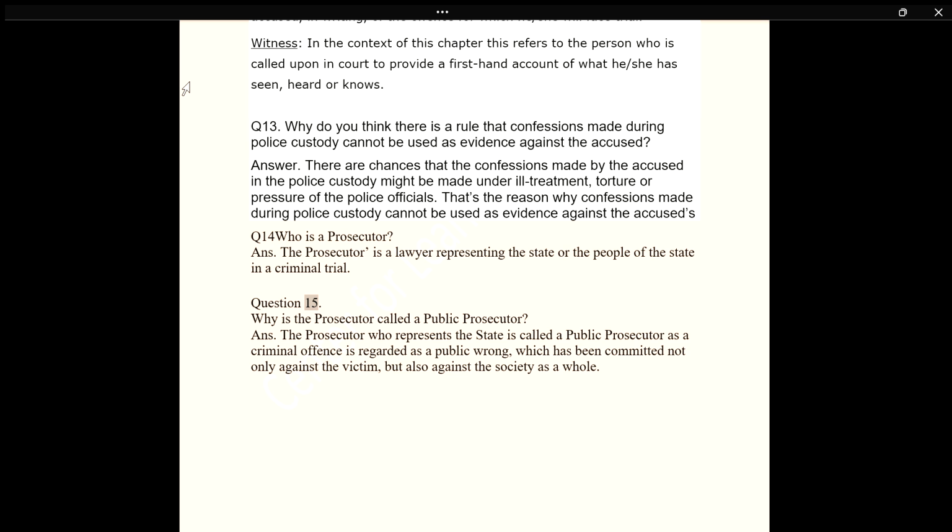Question 15. Why is the prosecutor called a public prosecutor? Ans. The prosecutor who represents the state is called a public prosecutor as a criminal offense is regarded as a public wrong, which has been committed not only against the victim, but also against the society as a whole.